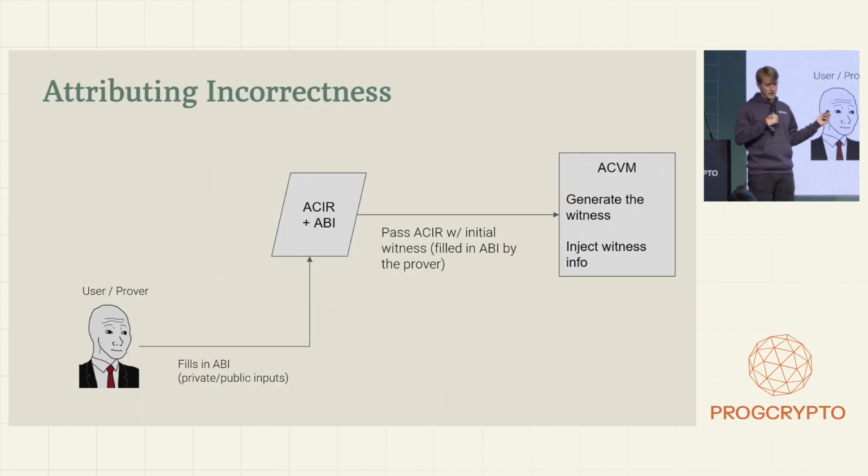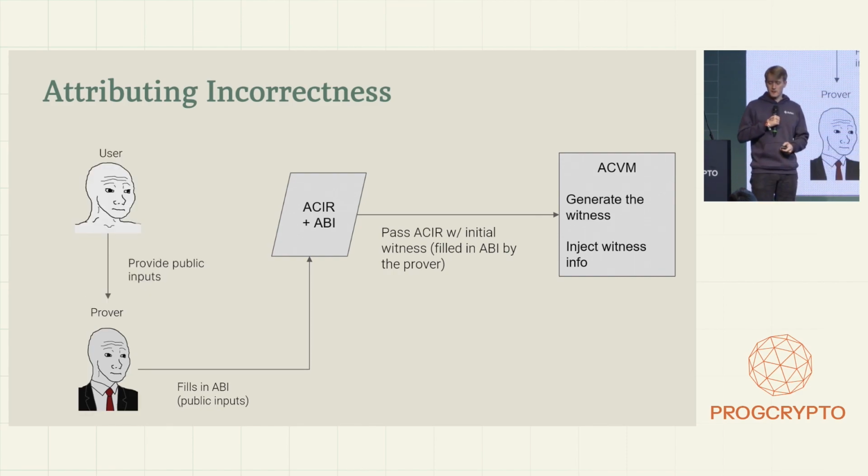So what do I mean by attributing incorrectness? If you remember from my first initial compilation overview, we had a user who is also the prover. And in this case, it's fine. They handle their private and public inputs themselves, and if a proof is correct, that means they provided the correct inputs. But now what happens when we separate the user and the prover?